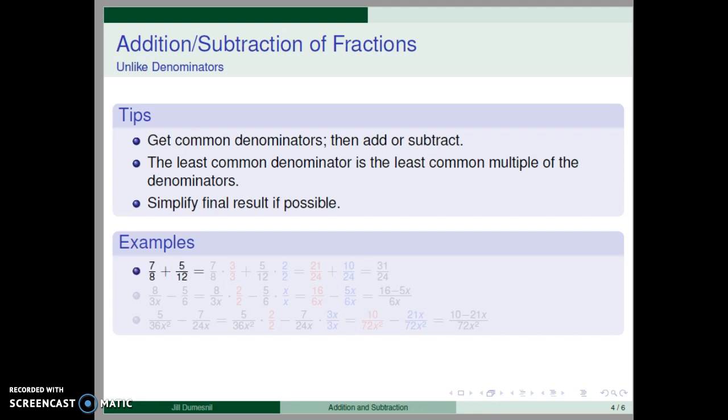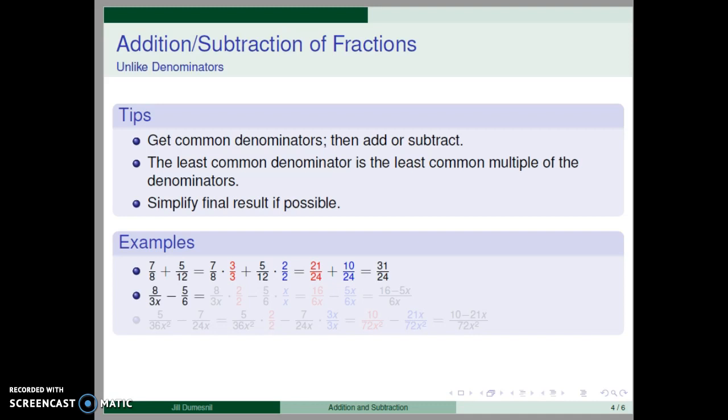To add 7 over 8 and 5 over 12, we need common denominators. The least common multiple of 8 and 12 is 24. We rewrite 7/8 by multiplying by 3 over 3, and rewrite 5/12 by multiplying by 2 over 2. We get 21 over 24 plus 10 over 24. It's important to remember our goal of adding these fractions and avoid simplifying them at this point. After addition, we get 31 over 24, which is simplified.